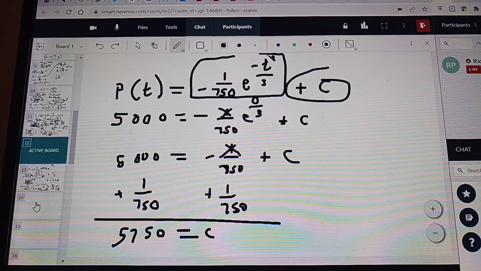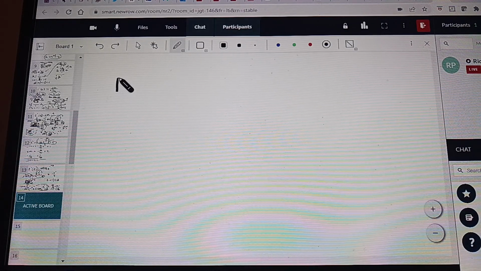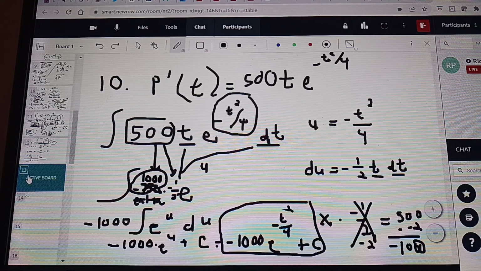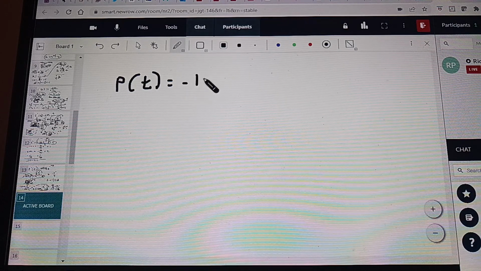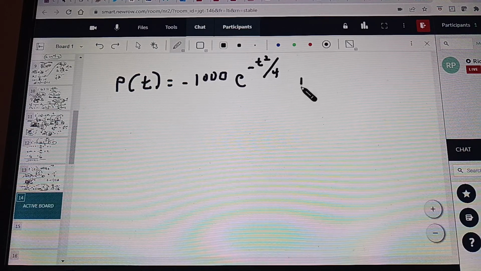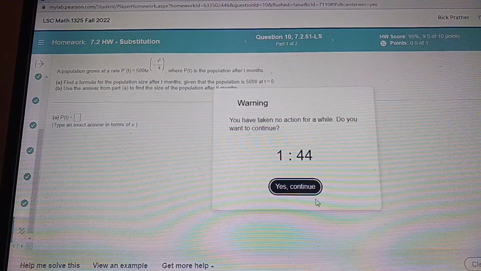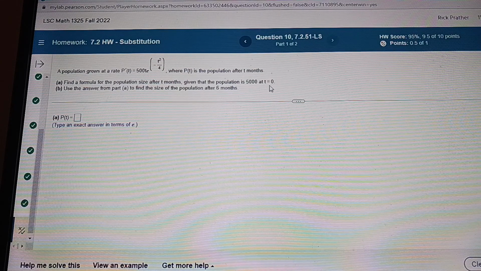Here's what happened. So similar deal. We now know the regular function for profit. The integral of a derivative gives you the regular version. So this is the regular version, negative 1,000 e to the negative t squared over 4 plus c. This is what it is in general. I'm assuming t is going to be 0 again. Yeah, t is 0, and it's not profit, it's population size. The population is 5,000 when t is 0.